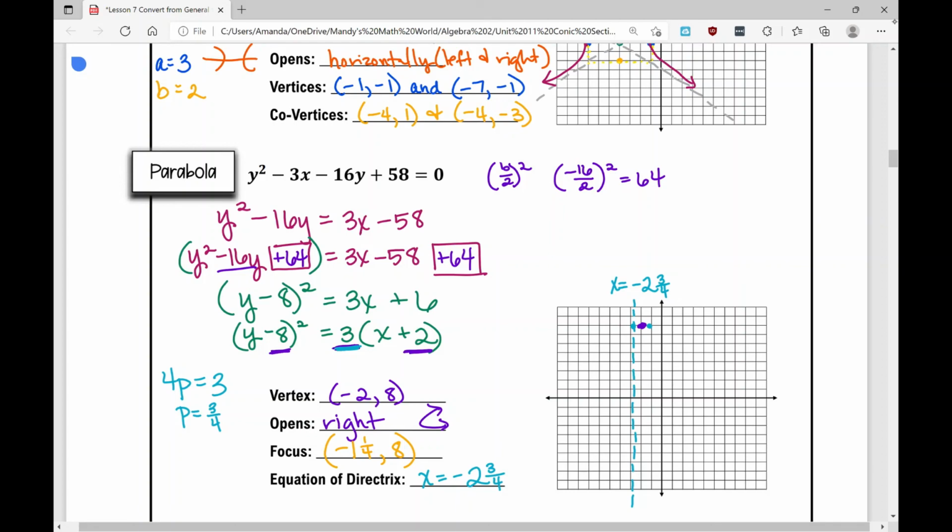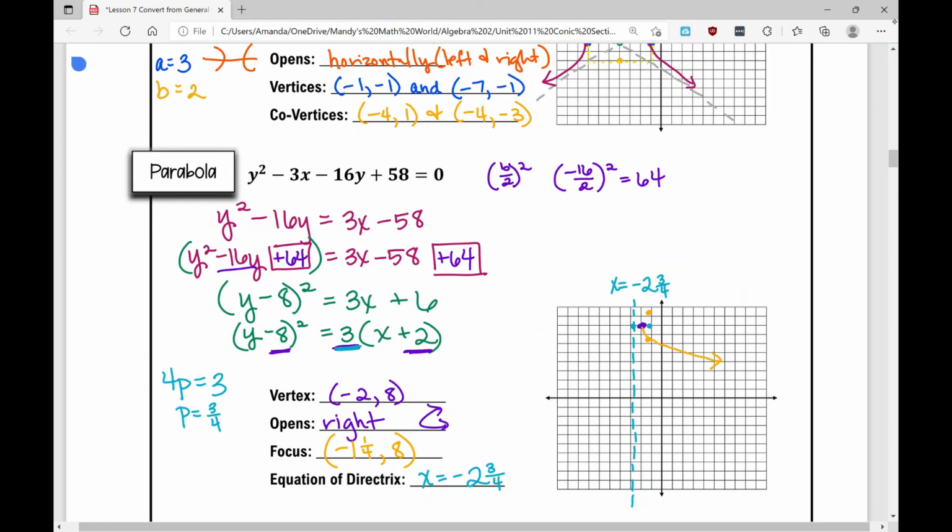From the focus, I can move 3/4 down, which is like 1.5. It's about right there. And it's 3/4 times 2, right? So I can move up 3/4 and up 3/4 again. That's 1.5. It's going to be about right there. And then I can graph it.